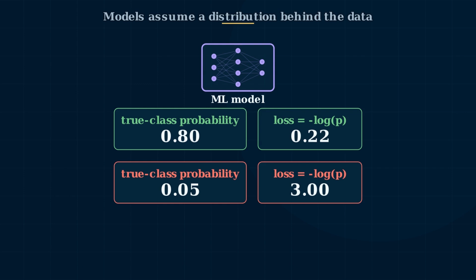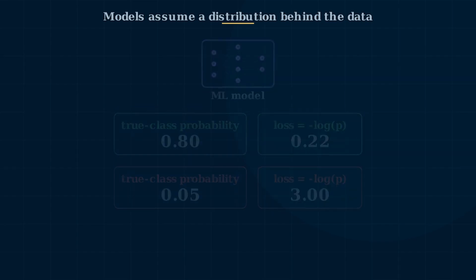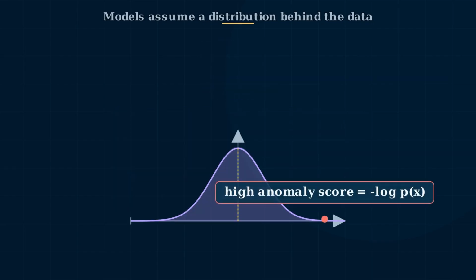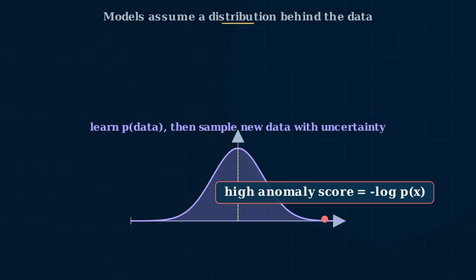A learned distribution also gives an anomaly score. Values in high-density regions are unsurprising. Values in the tails have low likelihood and high negative log likelihood. But low probability is a flag for investigation, not automatic proof of fraud or failure. Generative models go further. They approximate the full data distribution so they can sample new images, text, or audio. Across all these methods, the distribution turns a point prediction into a statement about uncertainty.